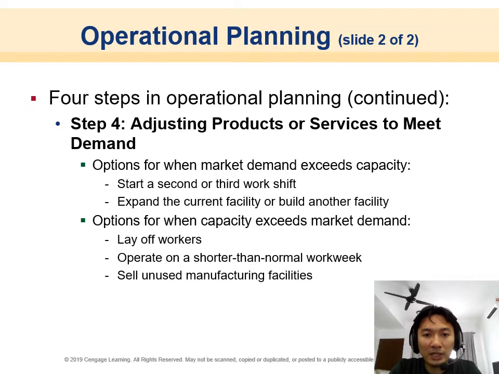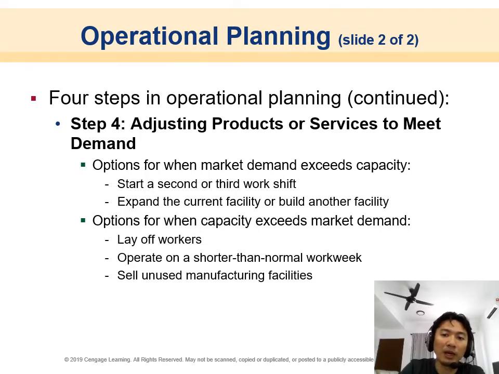This next part is still under operational planning, but here we look at step number 4. Just now we already discussed the layout, capacity, where to find the location, and whether we should use or build a new factory. So this is step number 4. It is called adjusting products or services to meet demand.